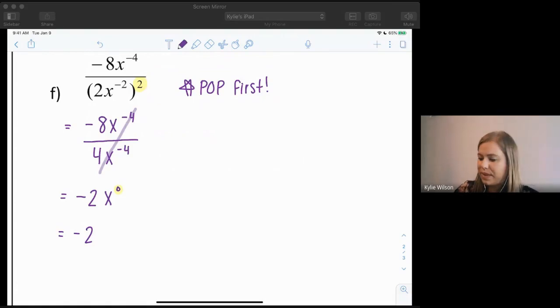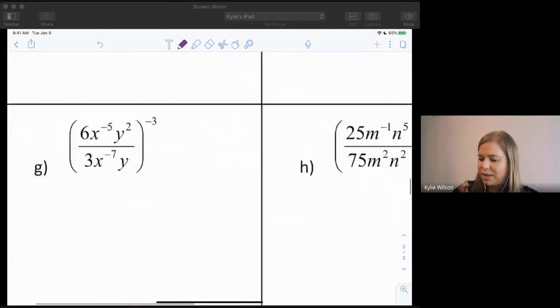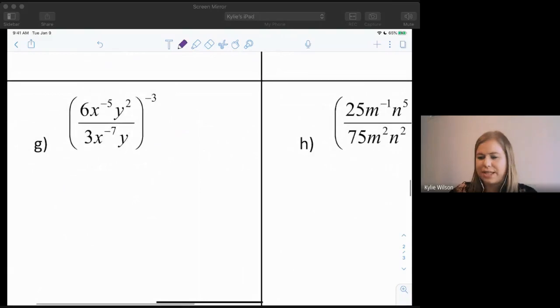Okay, let's go to G. We only have 3 more left. We're almost done. So for G, we have 6x to the power of negative 5, y to the power of 2, all over 3x to the power of negative 7 times y, all to the power of negative 3. So we always start with our power of a power first. So let's apply that to everything in my brackets.